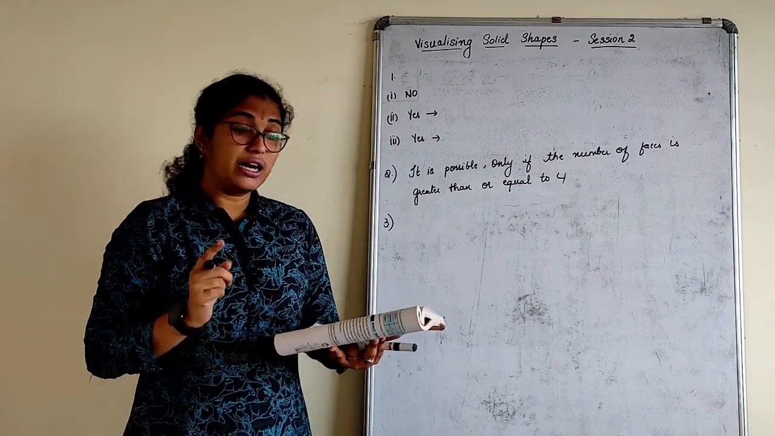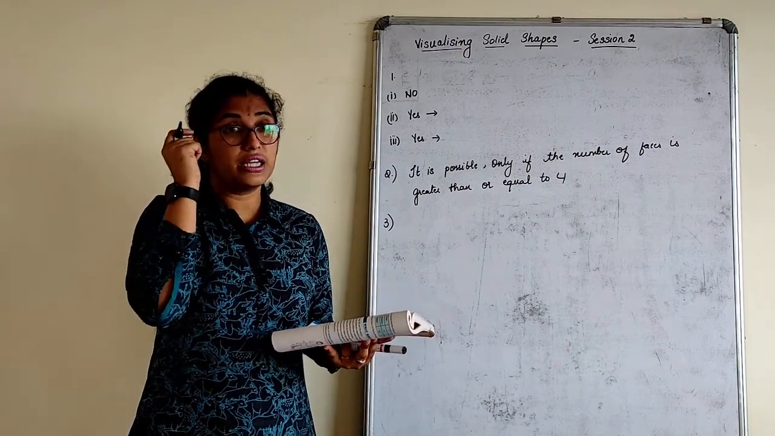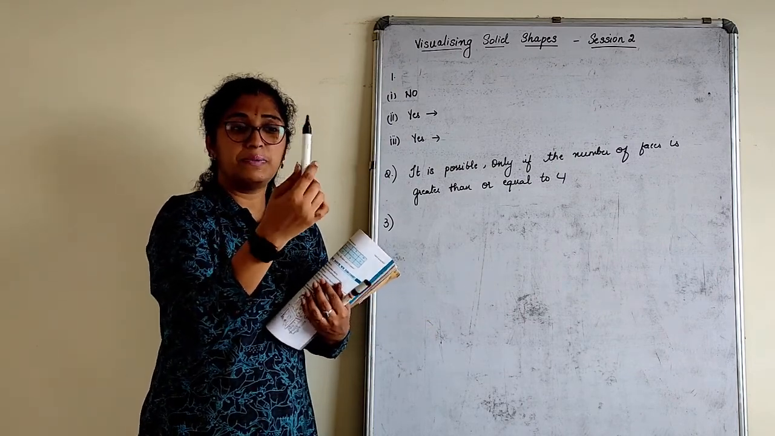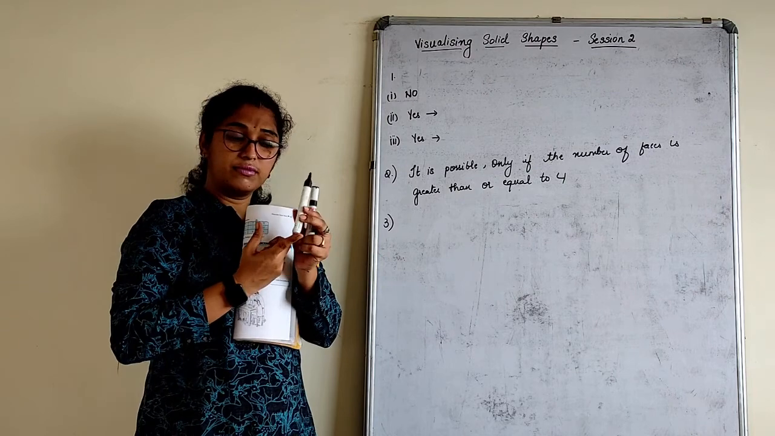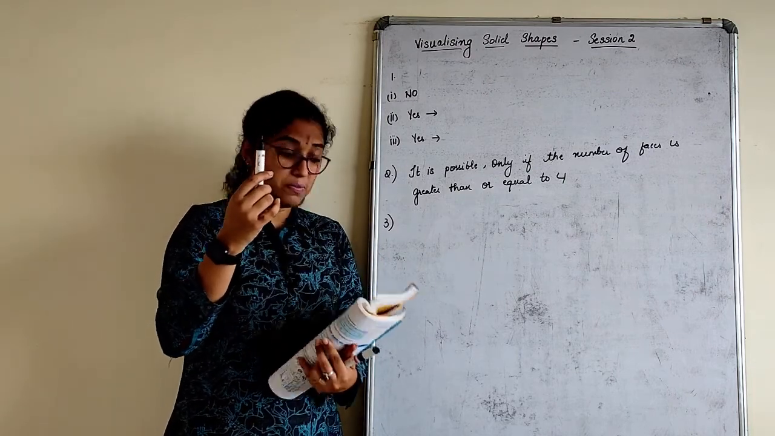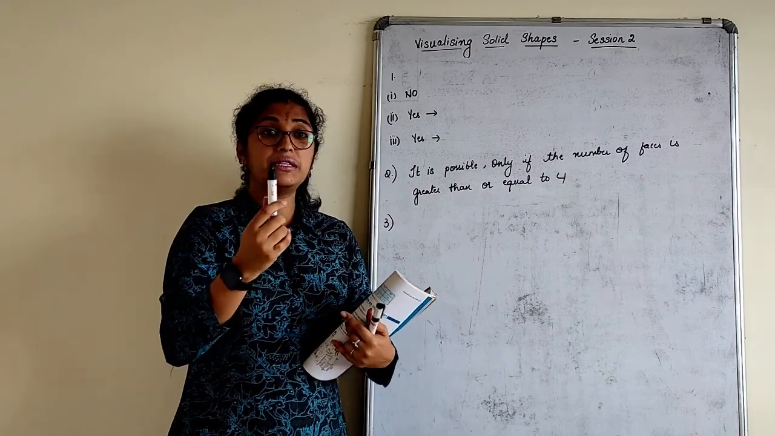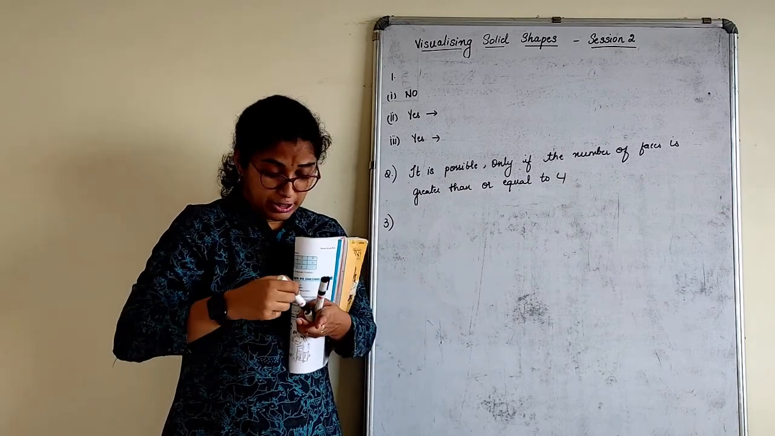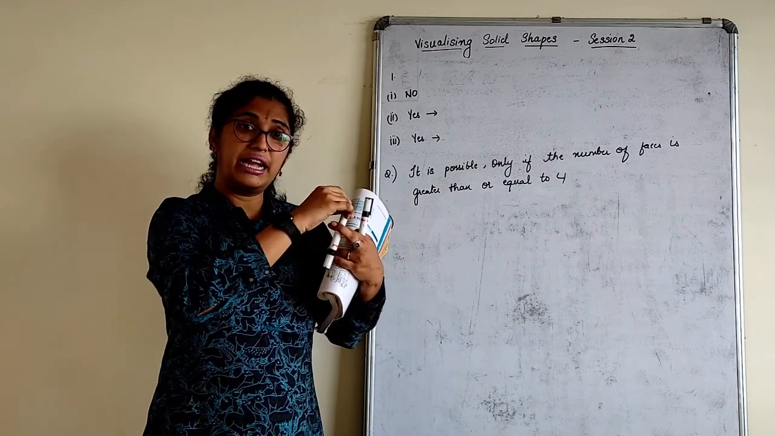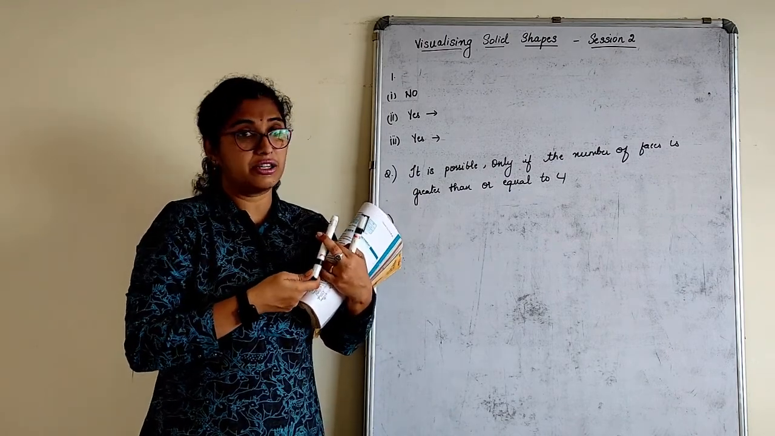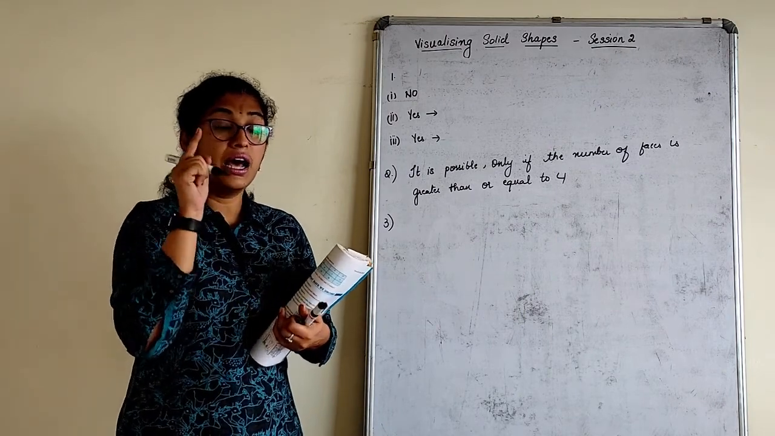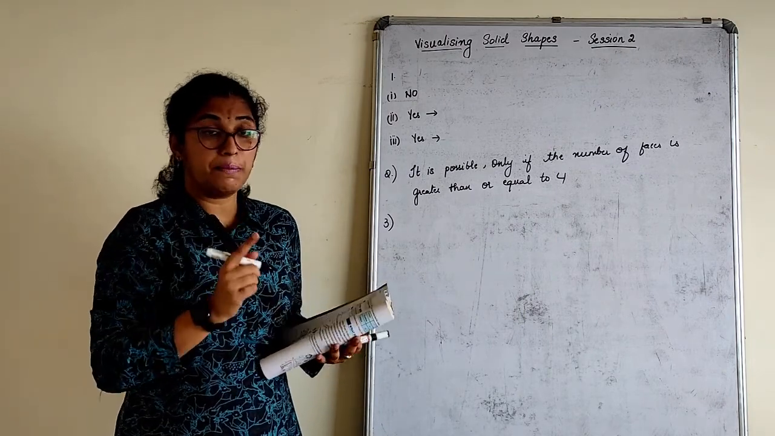Look at the second one, unsharpened pencil. Why have they mentioned unsharpened pencil? Assume that this is a pencil, okay? This pencil has one flat at the bottom and one pointed tip. So it can't be called as a prism here because a prism will not have a pointed tip. Assume that it is unsharpened, means it has a flat end here as well as a flat end here also. Can it be called as a prism? Yes, it can be called as a prism. Unsharpened pencil, not the sharpened one.